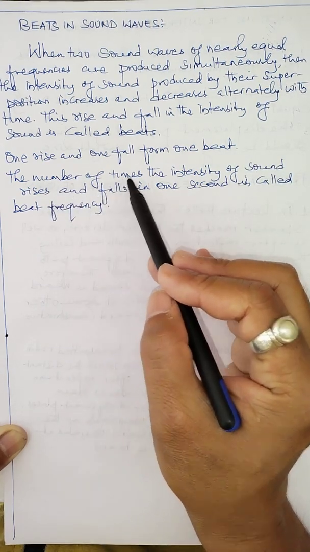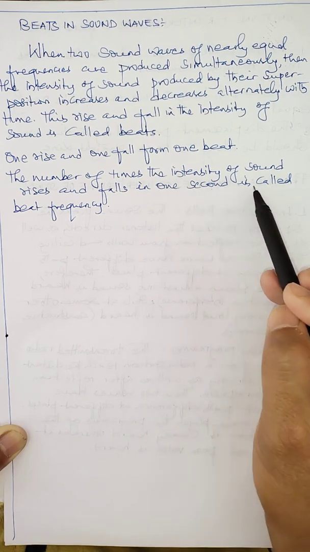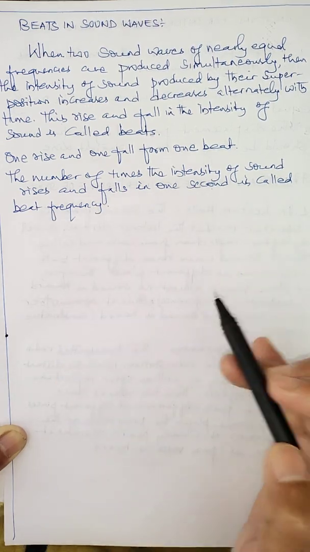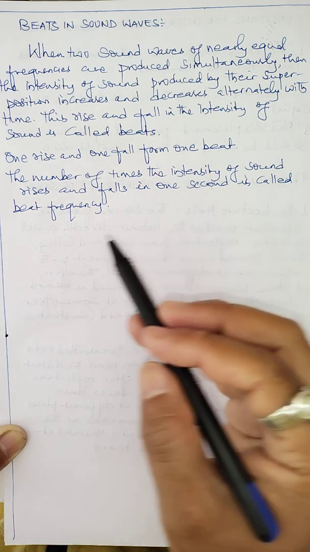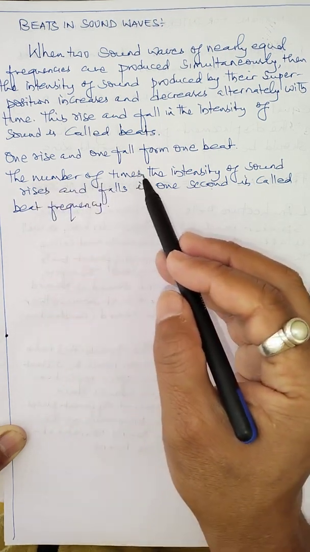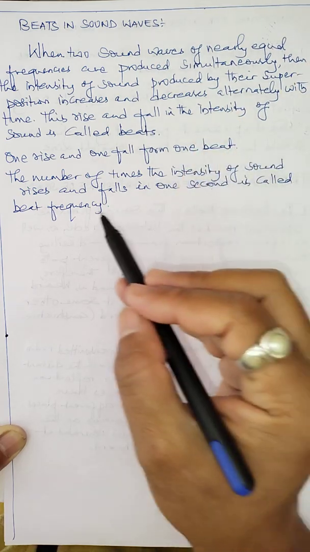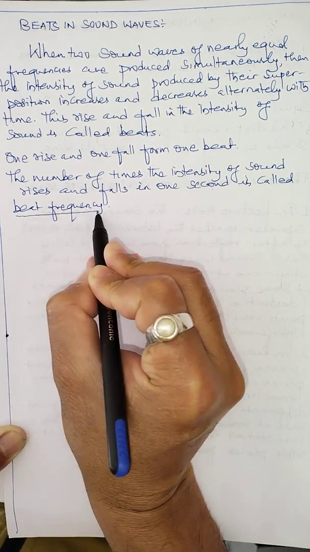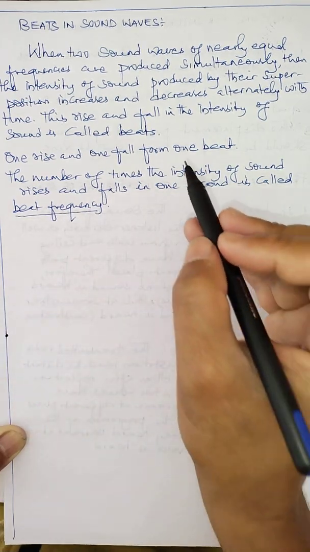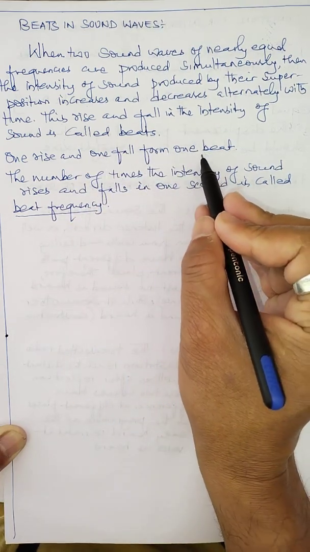The number of times the intensity of sound rises and falls in 1 second is called beat frequency. So what is beat frequency? It is the number of times the intensity of sound rises and falls in 1 second, and that is simply called beat frequency. This term beat frequency is also asked in the examinations. And one beat is nothing but one rise and one fall in the intensity of sound.